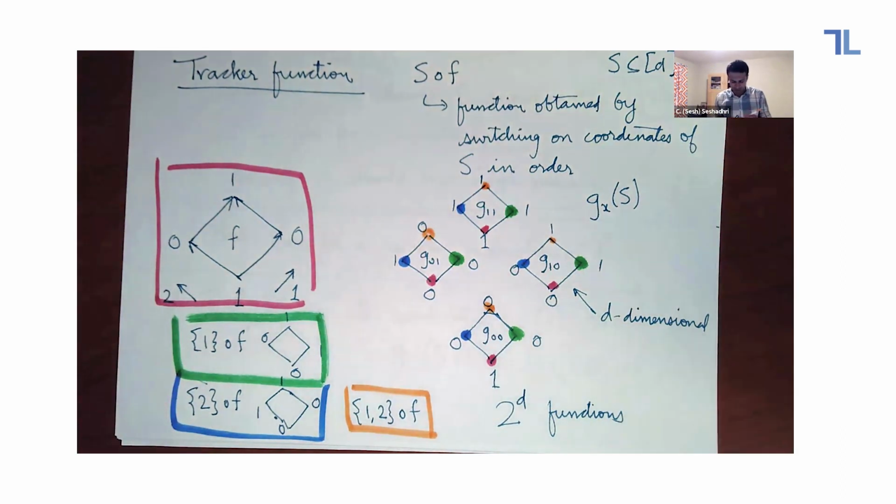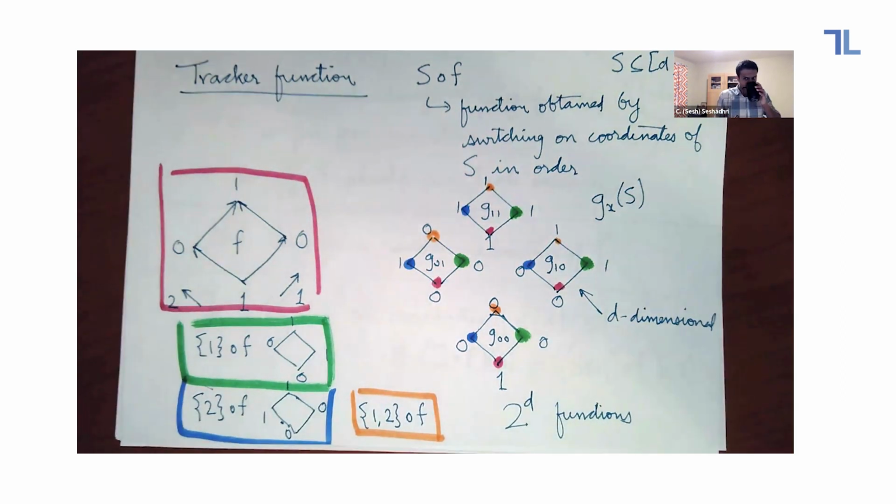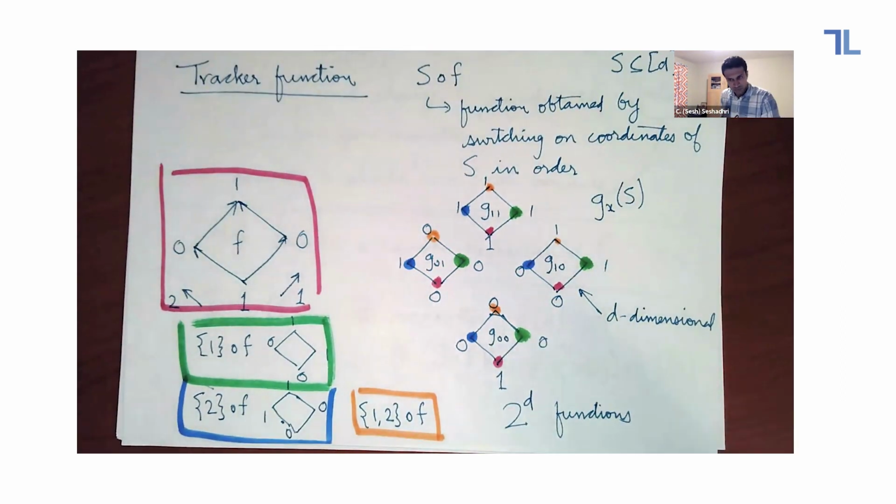And one way to think of this is like a duality. So I have 2 to the d functions, each corresponding to a point. Any questions about the tracker function? So should I continue? Yes.